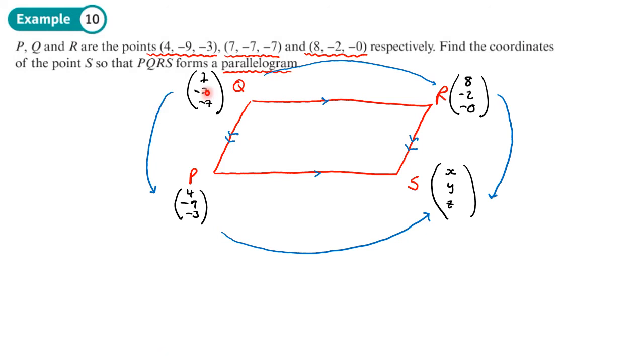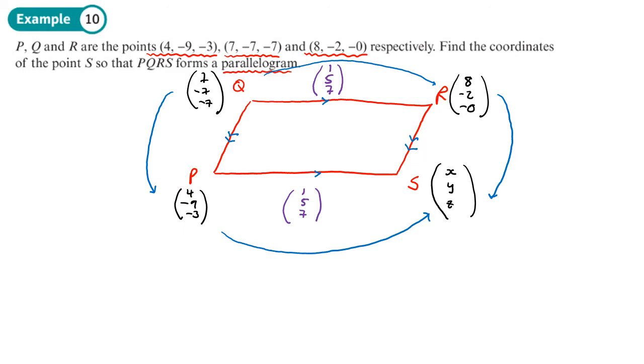So let's start by going from Q to R. Now that jump from Q to R, so this is the displacement. I go from 7 to 8, that's plus 1. I go from negative 7 to negative 2, so that's plus 5. And then I go from negative 7 to negative 0, so that's plus 7. So basically, if I add that displacement, 1, 5, 7, to P, that should give me point S.